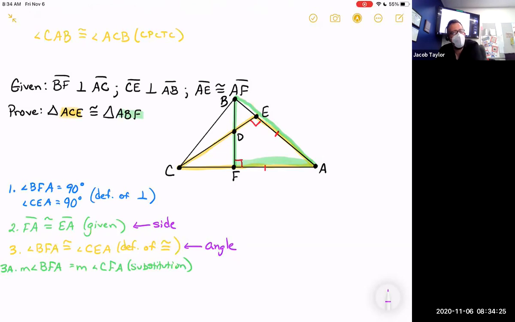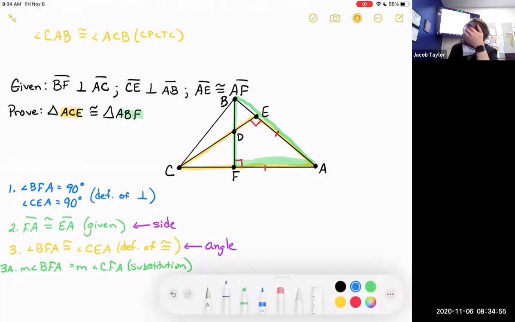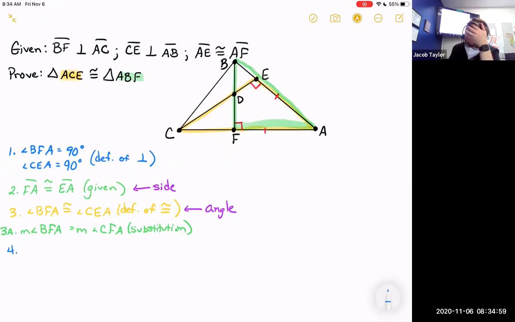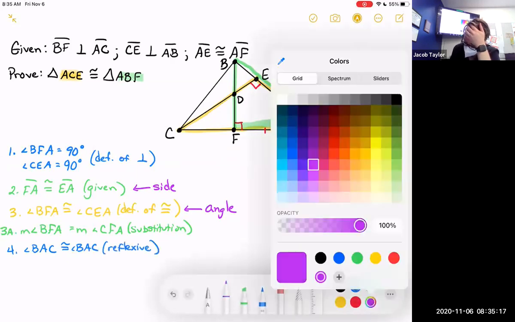EDF isn't an angle in either triangle. DEA? We already did. That one's 90. FAB and EAC? Yes, those are the same angle, which means they are congruent by reflexive property. So let's do step 4. I'm just going to call them both BAC. Angle BAC is congruent to angle BAC. As Emily said, that is the reflexive property. So there's another angle that we proved was congruent.